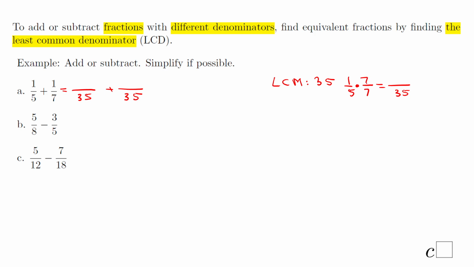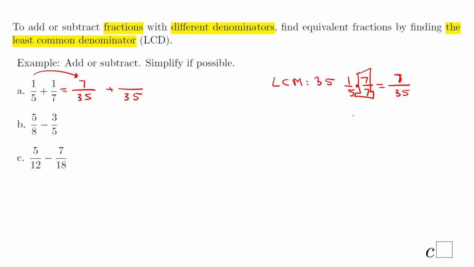I'm going to put the same 7 up here as a numerator, and you notice this is nothing else than the number 1. So what happens when you multiply by the number 1? You keep the expression, the 1 over 5 in this case. So 5 times 7, 35. Like I said, 1 times 7, 7. So 7 over 35 is the equivalent fraction for 1 over 5.